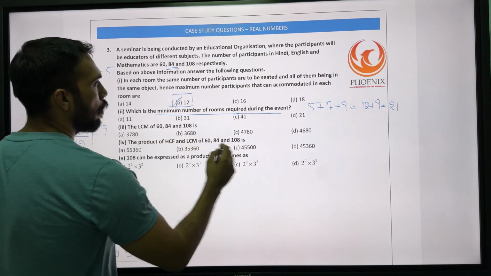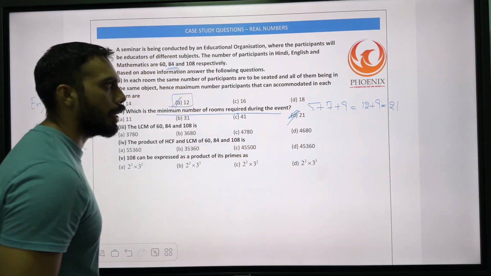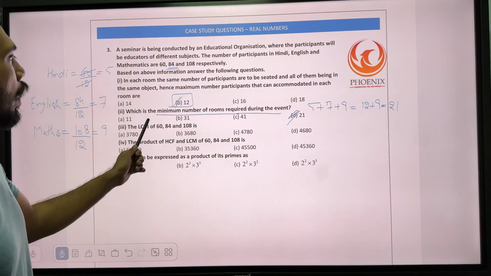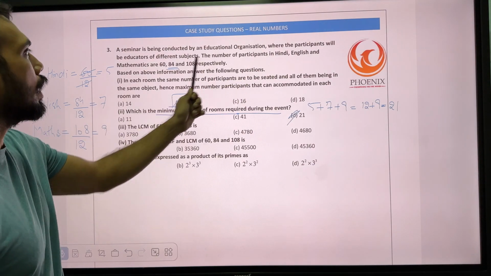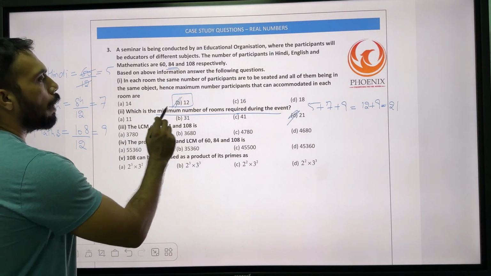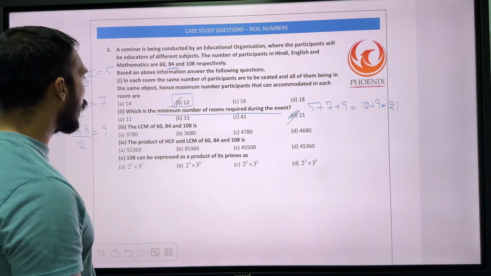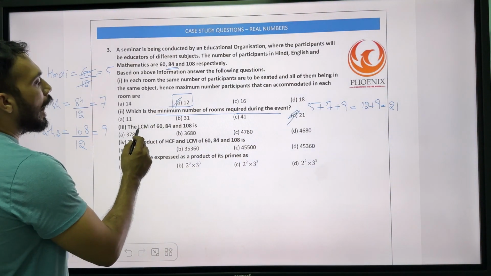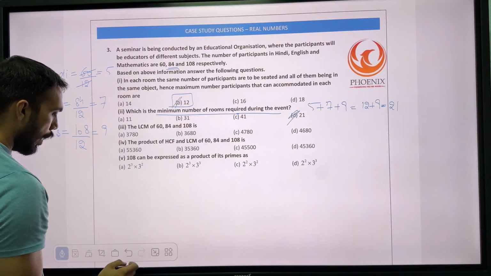So which is the correct option? D is the correct option over here. ठीक है? So 21 rooms आपको required होंगे अगर आपने all Hindi, all English and all mathematics के participants को accommodate करना है. Okay, so for the first part 12 and for the second part 21 is the correct answer. Now let's find the LCM of 60, 84 and 108.